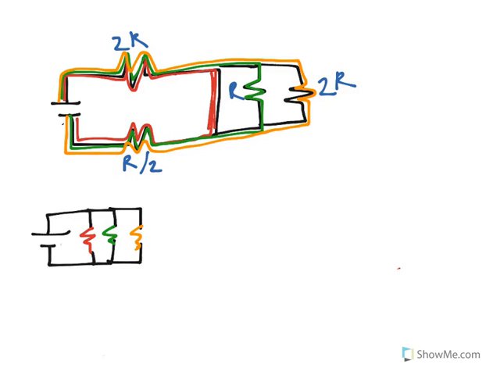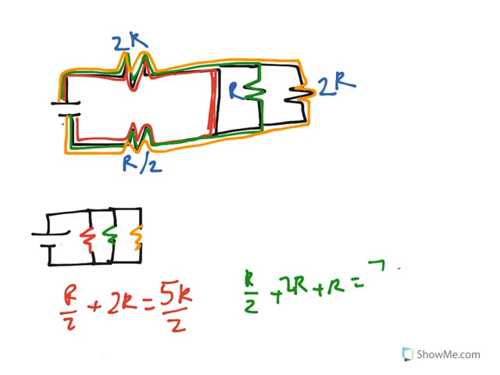The resistance for red is just R over 2 plus 2R. So that's going to be pretty easy for us to solve. It's 5R over 2. The resistance for green is going to be the same thing, R over 2 plus 2R plus R. So that's going to be 7R over 2. And the yellow resistor is R over 2 plus 2R plus 2R. And that's going to be 9R over 2. So now we know the resistances.